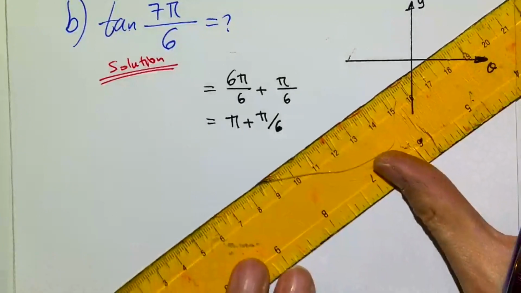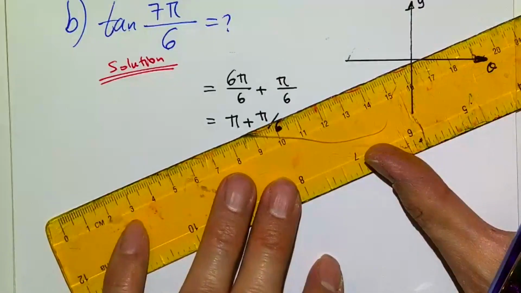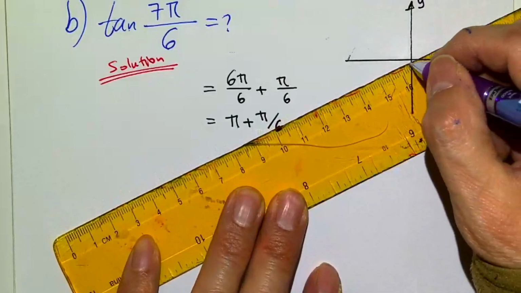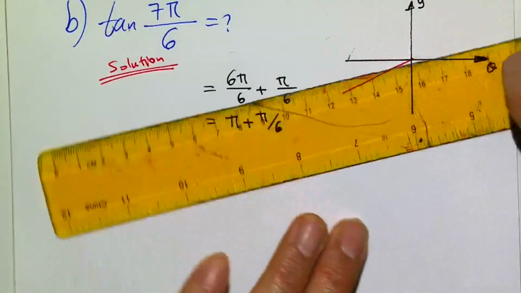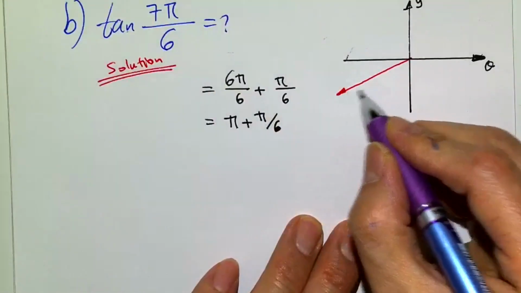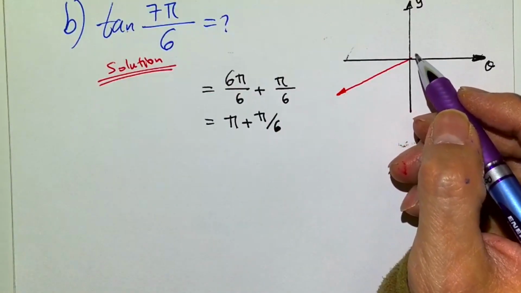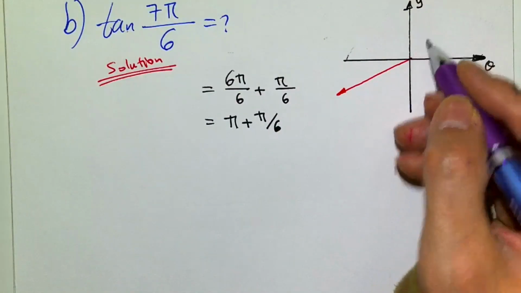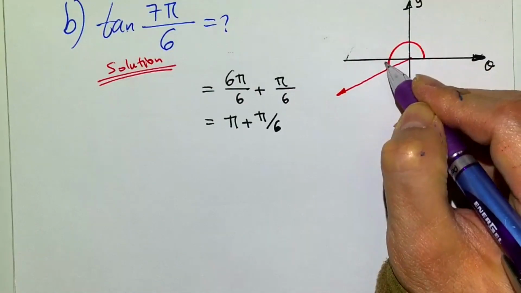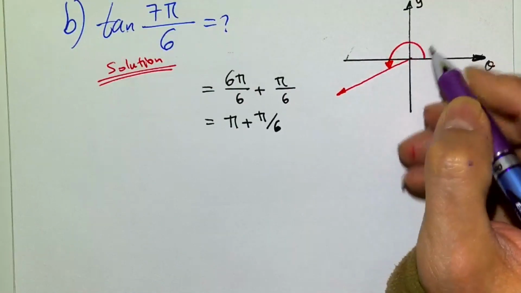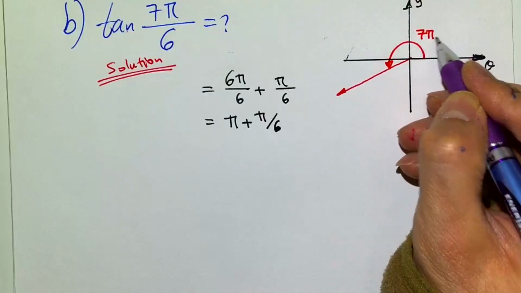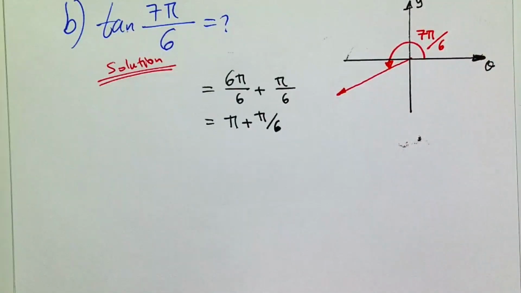So let's draw the angle right there. Somewhere here, that's the terminal side, and the angle itself. How did I draw it over there? With red ink, I'm going to do the same thing here. So that is the angle. This angle is 7 pi over 6.